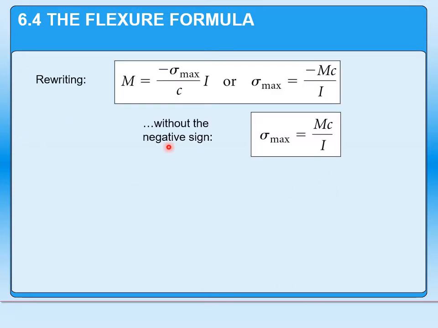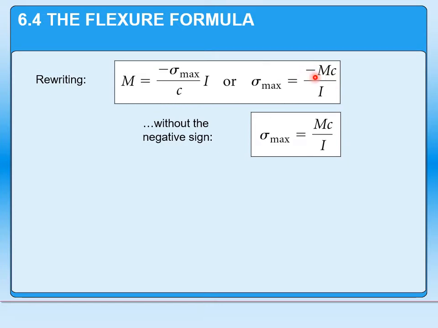Now, if we go back and look at our equation, we can show that our moment is going to be equal to negative the maximum stress times I divided by c. Remember, this occurs at the surface c, and I is our moment of inertia, or we can reorganize this. So our maximum stress is going to be equal to minus M times c divided by I. Now keep in mind this minus sign is just all about the sign convention, right?